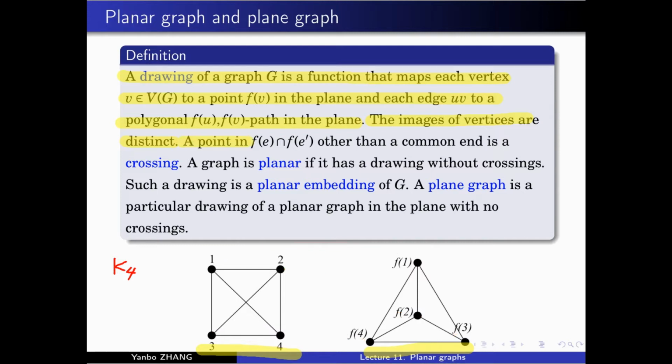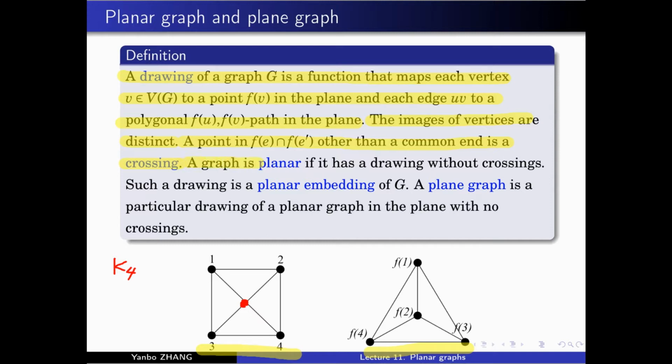A point in f(e) intersection f(e') other than a common end is a crossing. Here this point is in both the segment 1, 4 and the segment 2, 3, but it is not a common end. So it is a crossing.